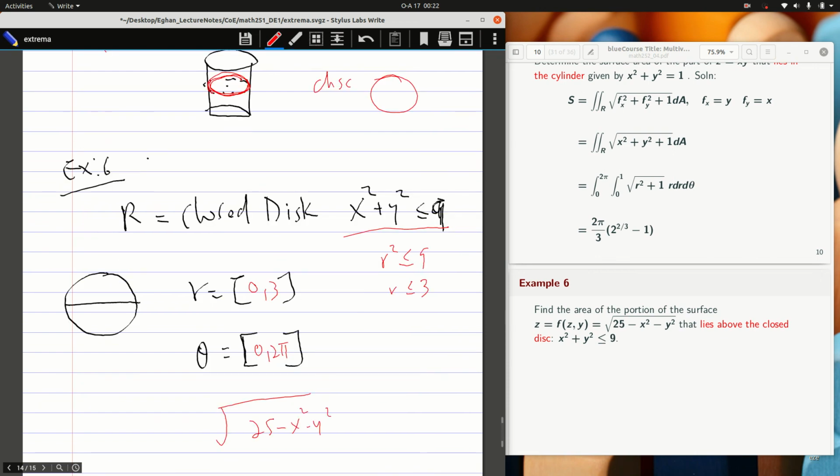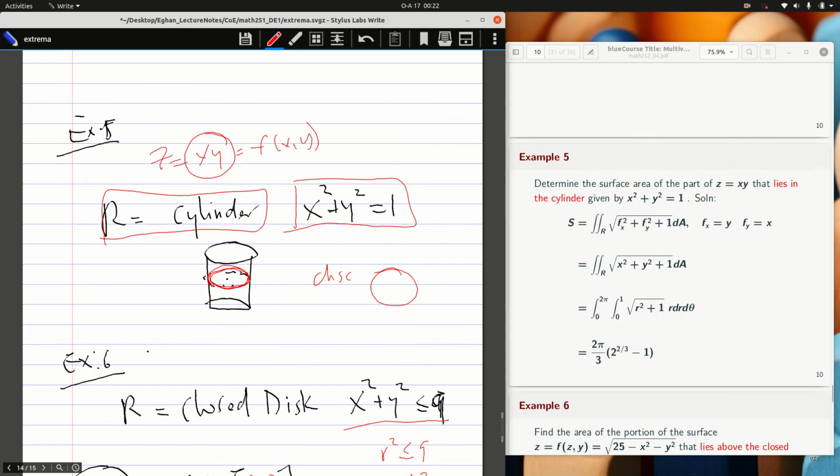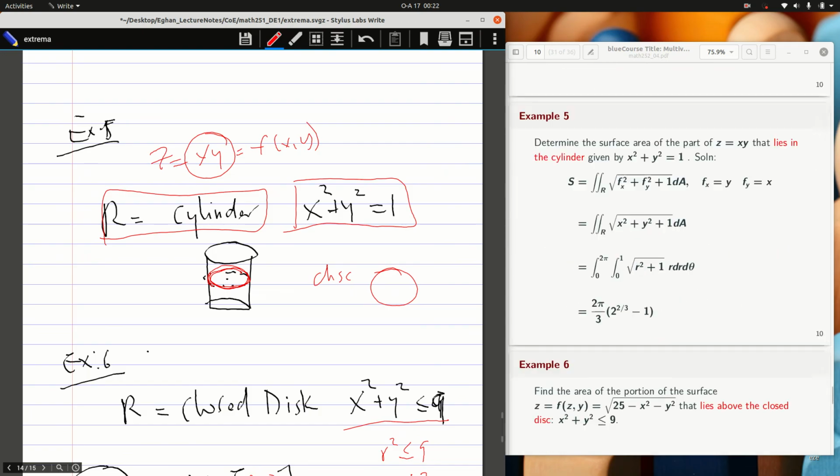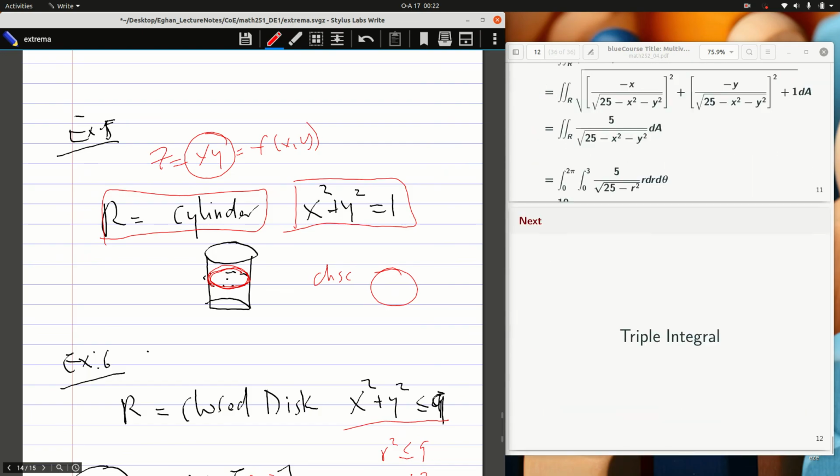So that is it for how to use polar coordinates, or sorry, the double integrals for finding surface area. And after that, we'll take the last thing under integration, that is triple integrals. Thank you very much.